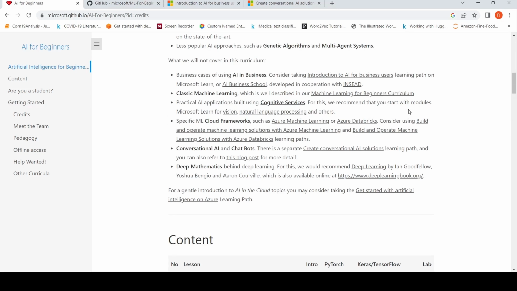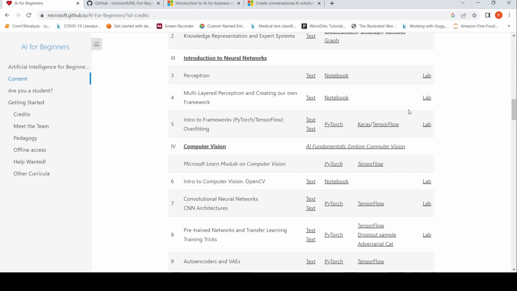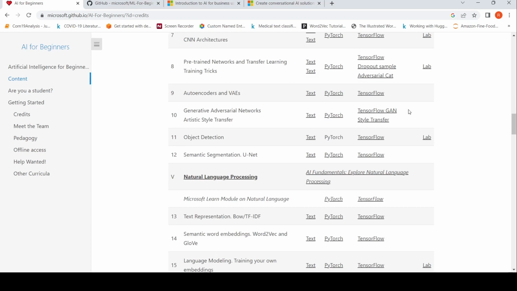So this is a nice curriculum. You can go and try it out. If you are a beginner, you can learn from this. If you are an intermediate or an expert person, you could still revise the concepts over here.